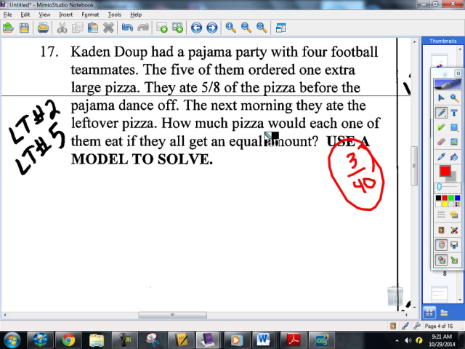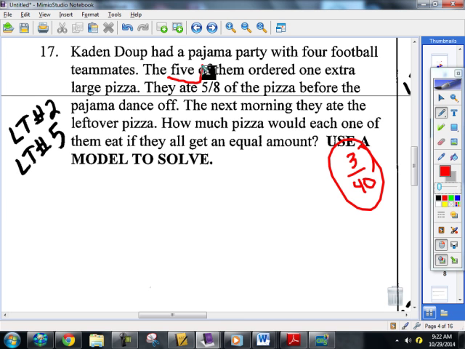Kate and Dal had a pajama party with 4 football teammates. The 5 of them, right, because guys, please listen. This is the hardest question on the test, and literally, I would say 8 or 9 people got it right all day in all my classes. Maybe it was more like 15 or 16, but still, about 15% of people got it right. That's a problem.